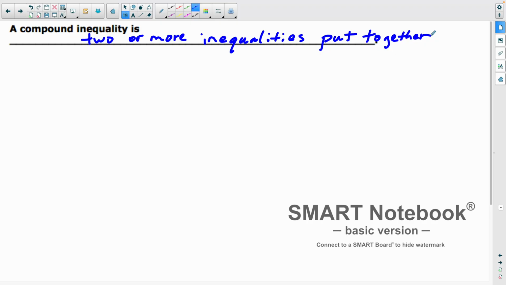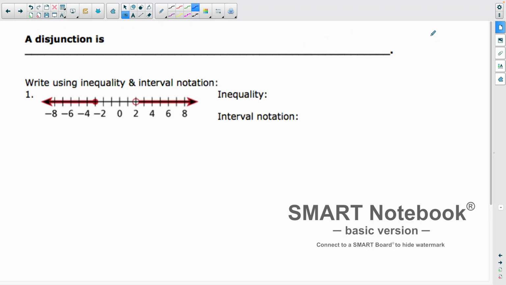The first type of compound inequality is a disjunction. What's the prefix dis mean? Like disrespect, what would disrespect mean? Not respect. What does dislike mean? Not to like. So a disjunction means what? Not junctioning. It's not coming together. So a disjunction is not coming together.